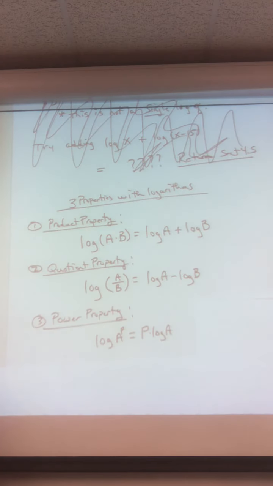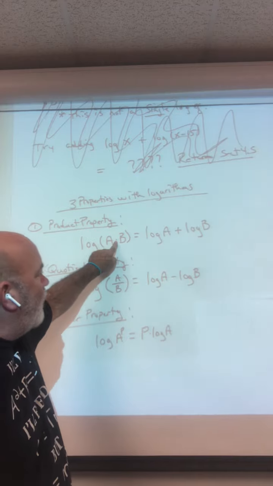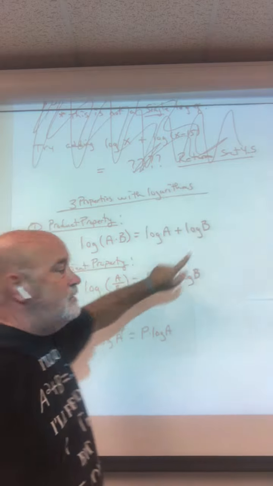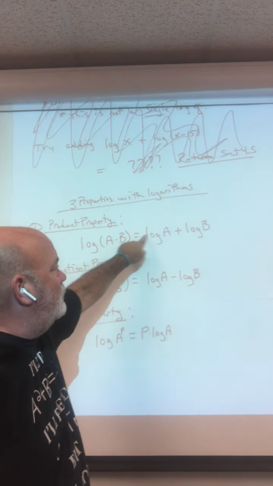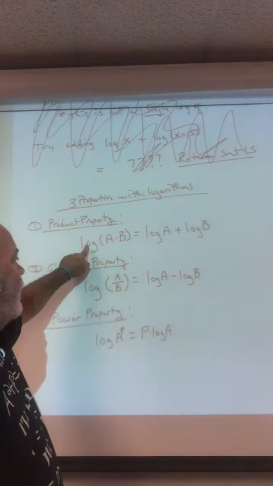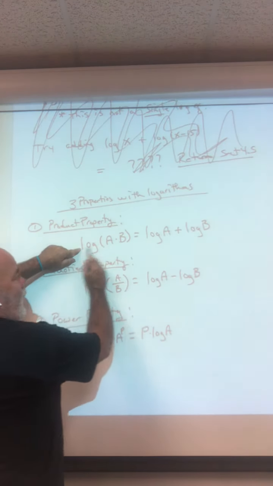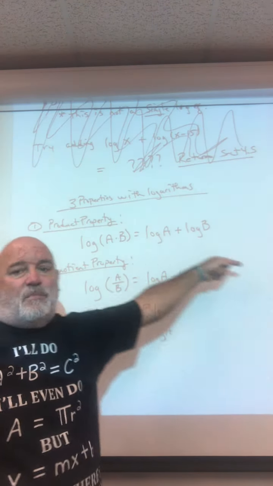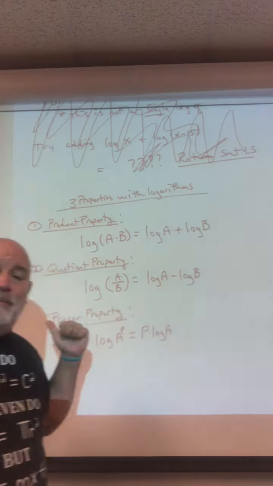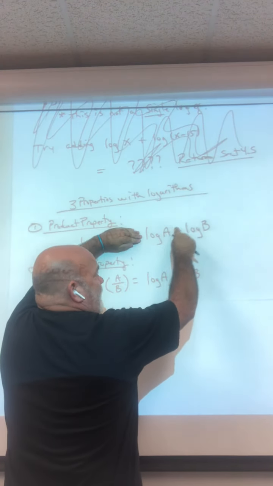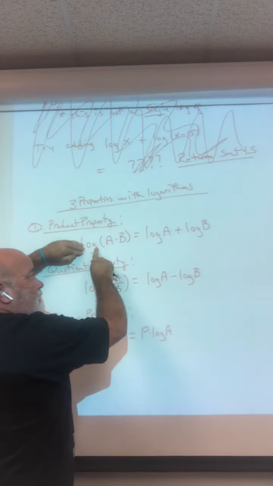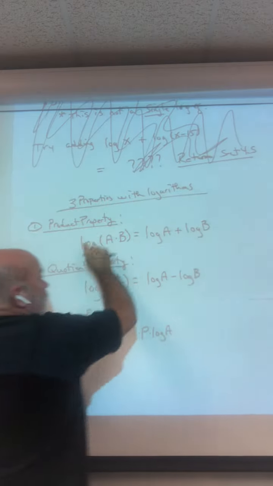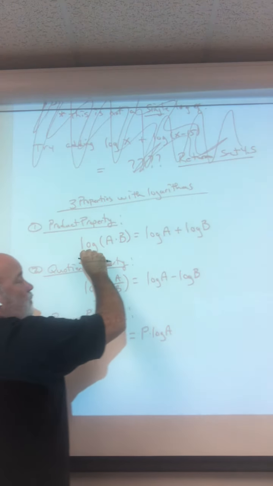So let me say it this way. The log of a product is equal to the sum of the two logs. So the log of A times B is the log of the first one plus the log of the second one. This is what we call expanding it. Now, if you want to put it back together, the log of A plus the log of B, when you put it back together for one log, is the log of this one times this one. When you put it back together, when you go from two logs to one.